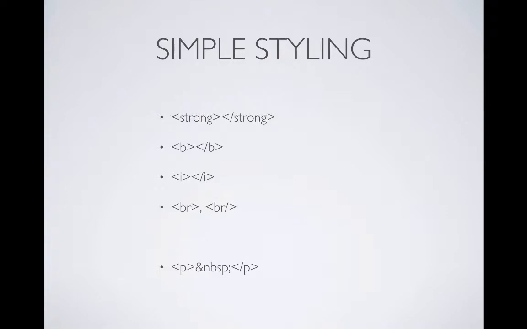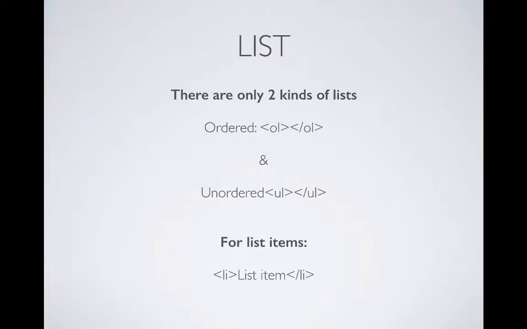Now let's look at lists. In HTML, there are only two kinds of lists: the ordered list and the unordered list. The ordered list is represented by the OL tag here, and the unordered list is represented by the UL tag. For an ordered list, the items in the list have a number or alphabet in front of them to show the ranking of the list items. While for the unordered list, the items in the list will have a dot, dash, or some other form of symbol that does not show the ranking of the list items. And list items are simply content wrapped in the LI tag as shown here.